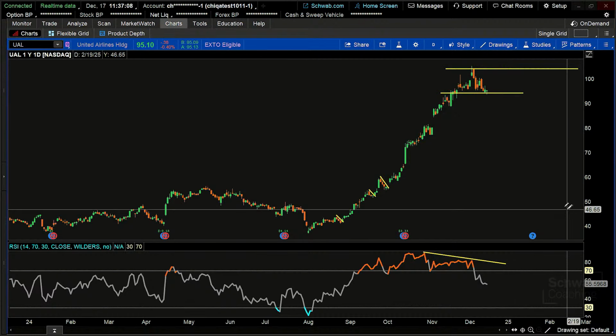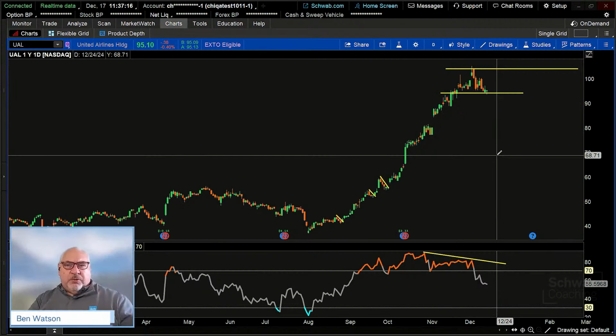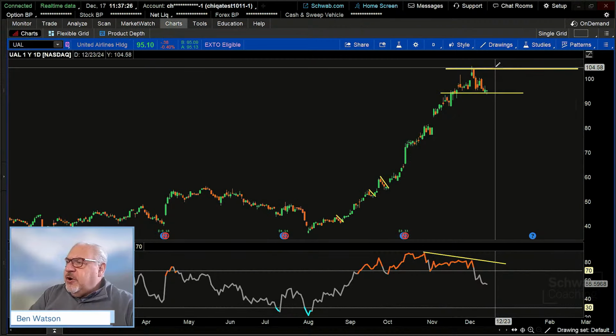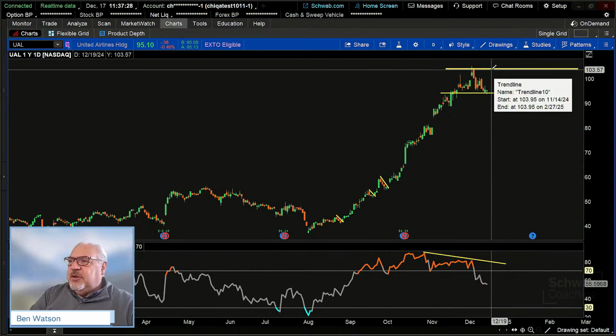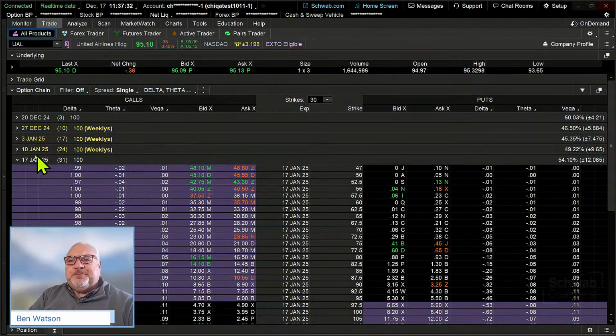What we're going to do is create a covered call. I'm going to do this in one fell swoop. Now remember, the obligation that we create when we sell a covered call is an obligation to deliver the shares of stock at the strike price. So if my target is up here right around 104, I'm going to be looking for like a 105 strike price. So we're going to go to the trade tab.